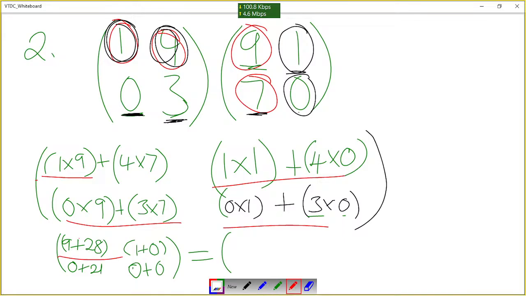9 plus 28 will give me 37. Then 1 plus 0 will give me 1. 0 plus 21 will give me 21. 0 plus 0 will give me 0. And this is the final matrix when we multiply matrix by matrix. Okay? Unless if you have got questions. If there are no questions, basically that's how you go about this question. Okay? So, tomorrow we are going to go through question papers.